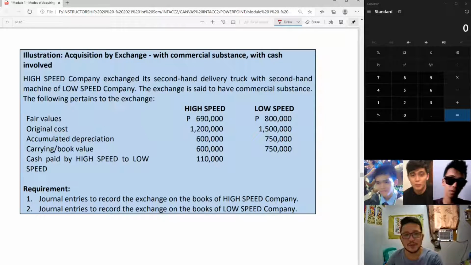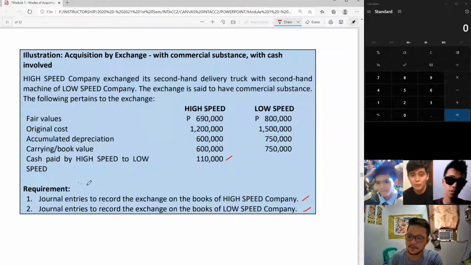So ito na po yung problem natin. First of all, let's go to your requirements. Una, assume the persona of high-speed company, ano daw yung journal entries. And then second, low-speed company naman. So just to get into the details, ang pinagkaiba lang nito from the previous illustration is the addition of this one. That is the cash payment.